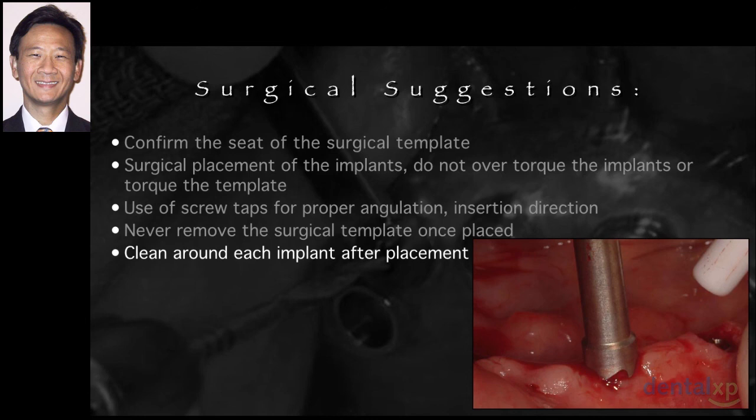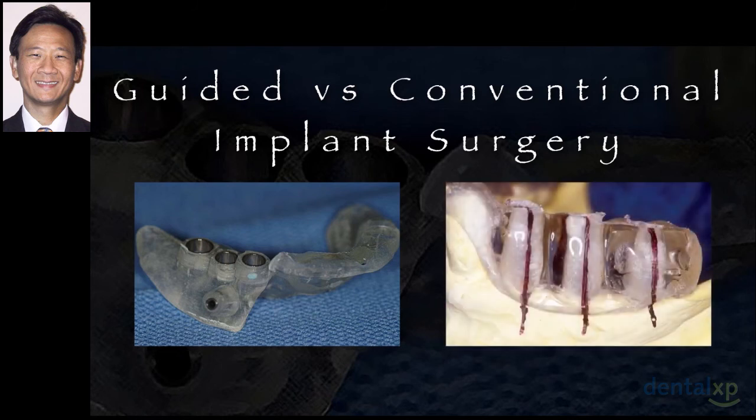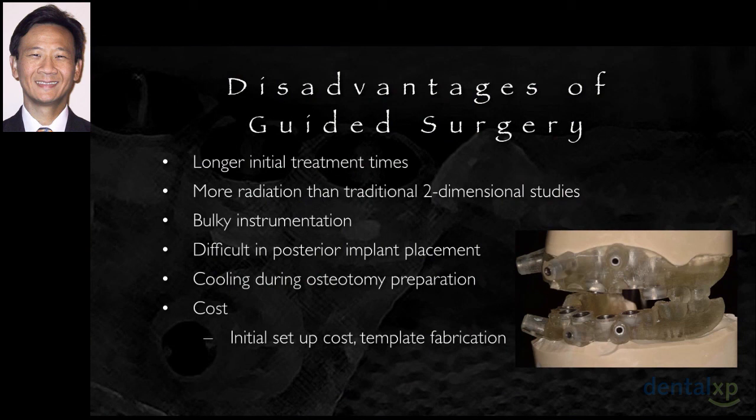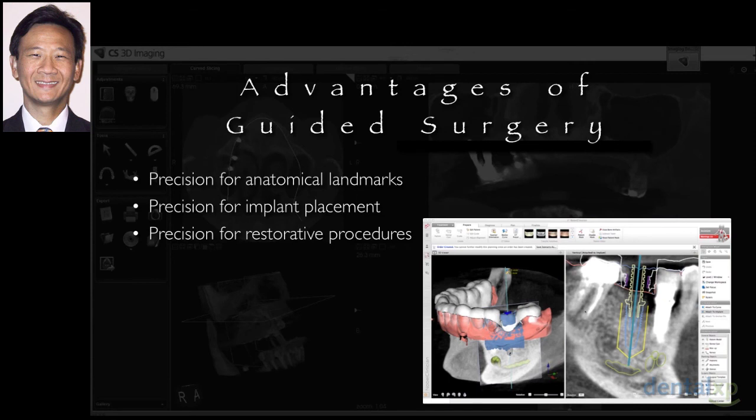There are multiple things that we have learned in these last 10 years about guided surgeries, about the use of cone beam CTs and the surgical planning software. There may be multiple disadvantages of guided surgery, such as longer treatment times, bulky instrumentation, and costs, but truly the advantages of guided surgery, the precision of understanding the landmarks, precision of implant placement, and the restorative procedures, and the knowledge that we gain from that cone beam CT is such an advantage for us with placement of these implants and for our patients. And so therefore, guided surgery is a must, and look at what cone beam CTs can do for us for accuracy of implant placement.